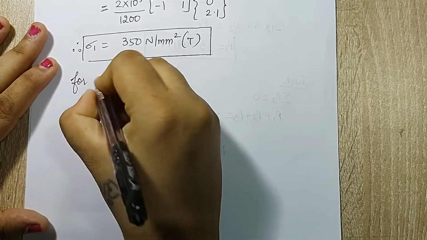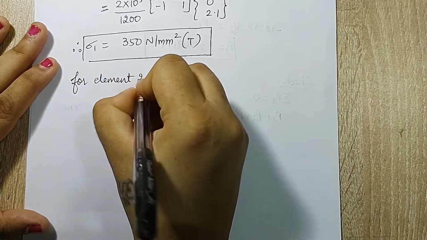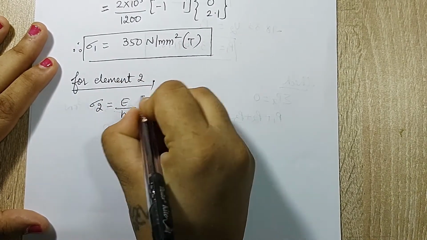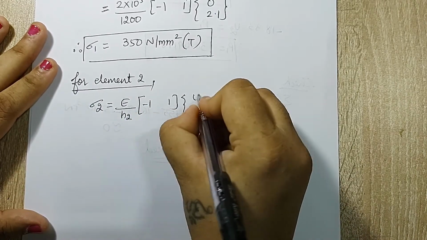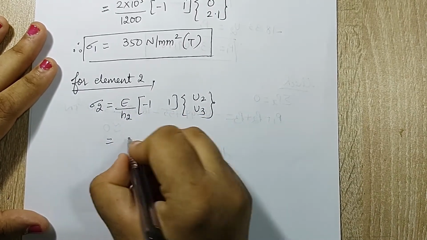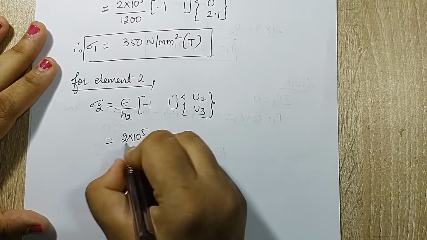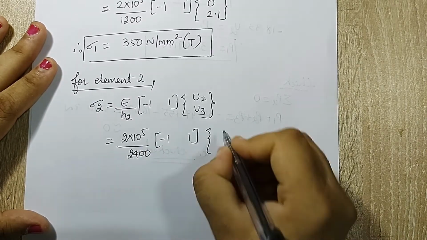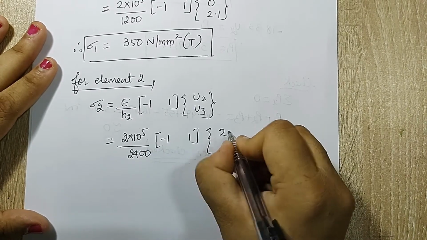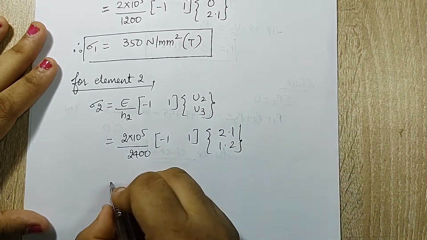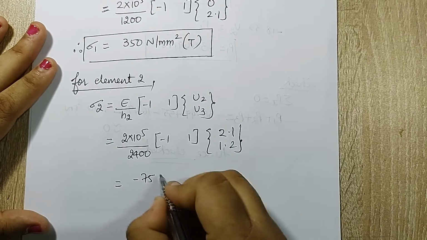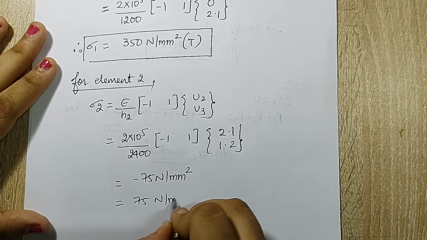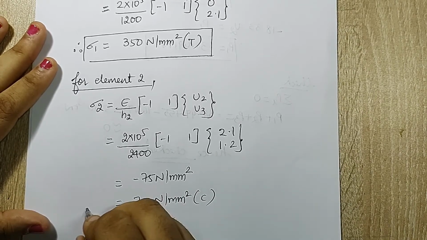Next, I'll solve for element 2. Sigma 2 is E upon H2, minus 1, 1. I'll have U2, U3. E is 2 into 10 raised to 5. H2 is 2400. Minus 1, 1. U2 is 2.1 and U3 is 1.2. On solving this, I'll get minus 75 Newton per mm square. When I get negative, I need to justify. I'll justify this as compressive.